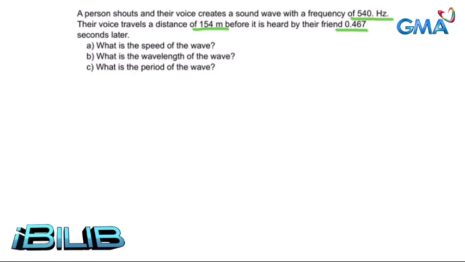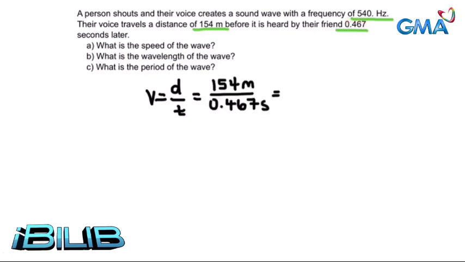To find the speed of the wave, we can just take a look at the standard equation to find speed. We're trying to find the speed of something. We take how far it traveled, the distance, and divide by the time. We know that this wave traveled 154 meters, and it took 0.467 seconds. So I've just plugged in those numbers, and I find that the speed of this wave is 330 meters per second, and we use the SI units of meters per second when we're dealing with waves.